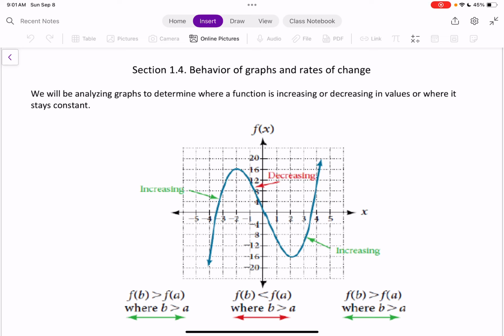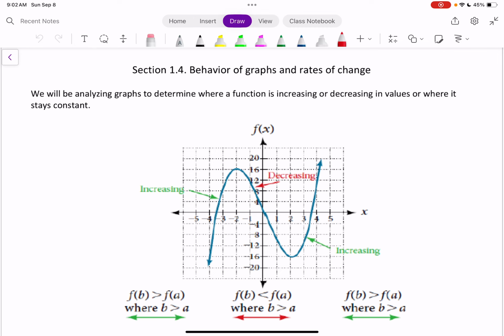All right, class, welcome to section 1.4, where we will be studying behavior of graphs and rates of change. Okay, so remember, a function is a relation between two quantities. They simply tell us how the two quantities function relating to each other. So for example, functions arise from the need of saying how one quantity depends on another in real life.